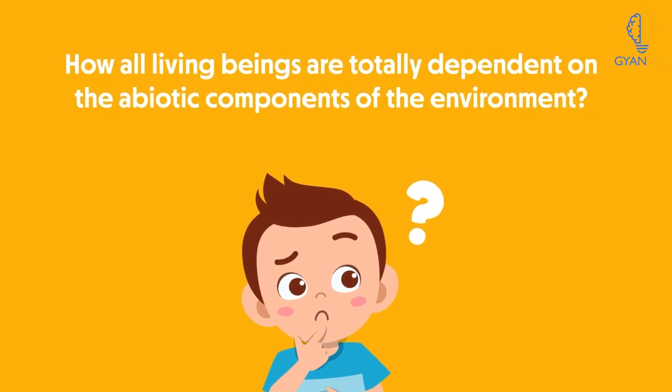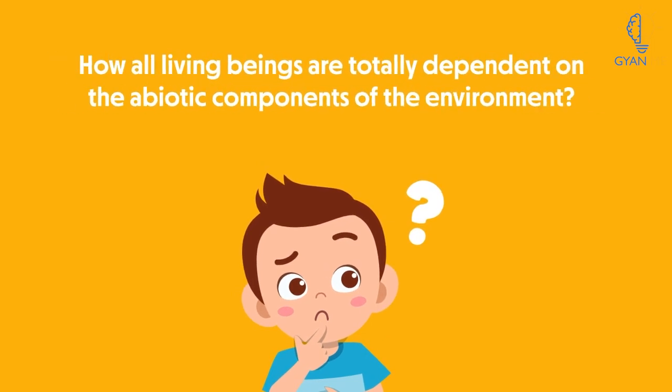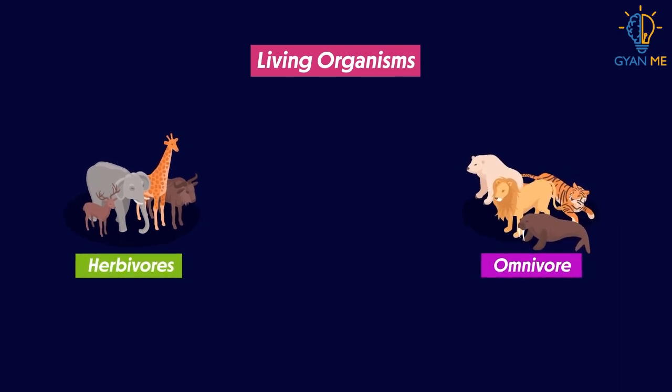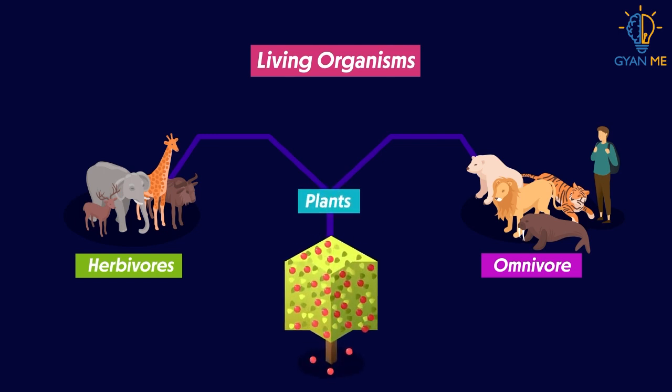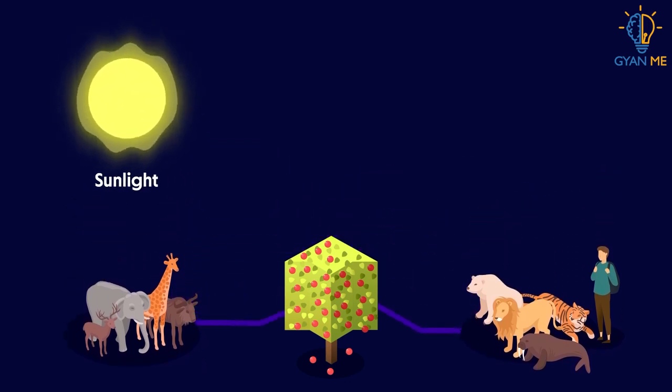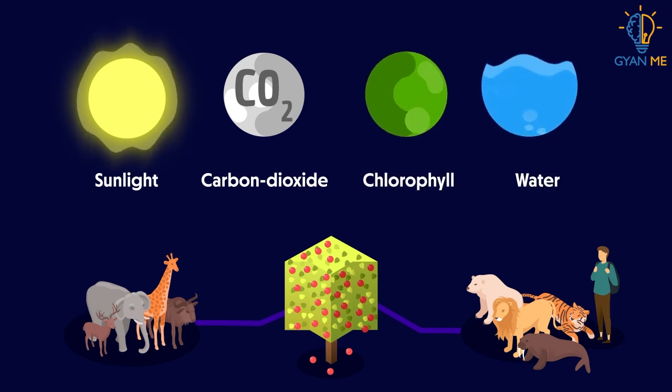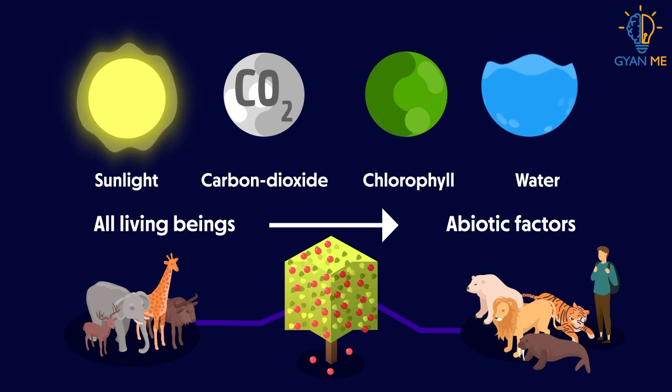Can you think how all living beings are totally dependent on abiotic components of the environment? Yes, you are right. Living organisms like herbivores and carnivores, including humans, are dependent on food produced by plants. And these green plants, in turn, are dependent on abiotic factors like sunlight, carbon dioxide, chlorophyll and water present around them to manufacture their food. Thus, we can say that all living beings, whether plants or animals, are indirectly dependent on abiotic components of the environment.